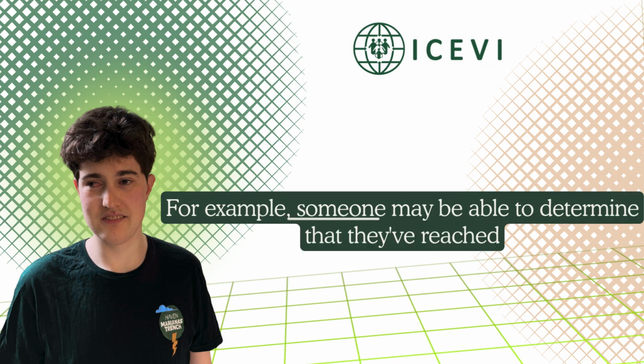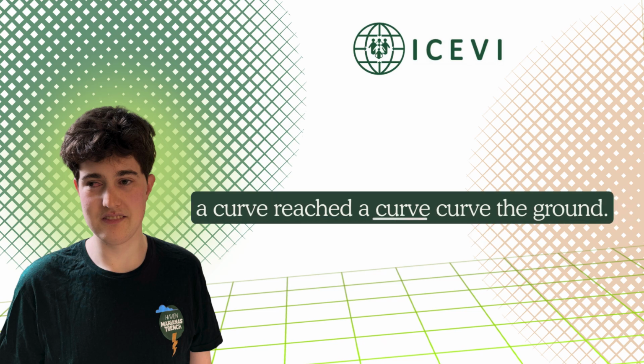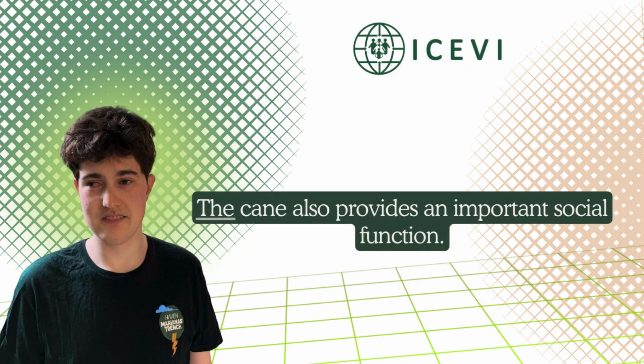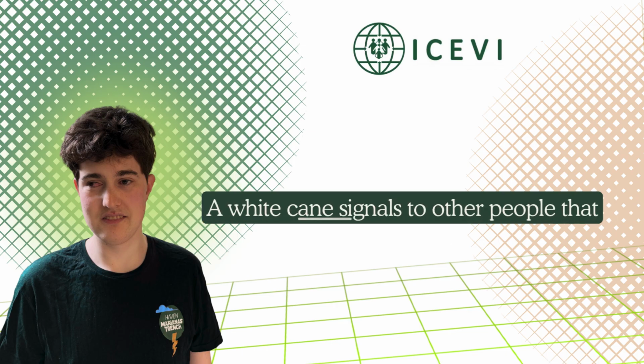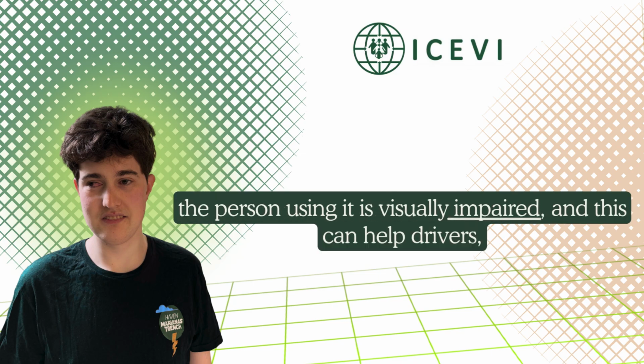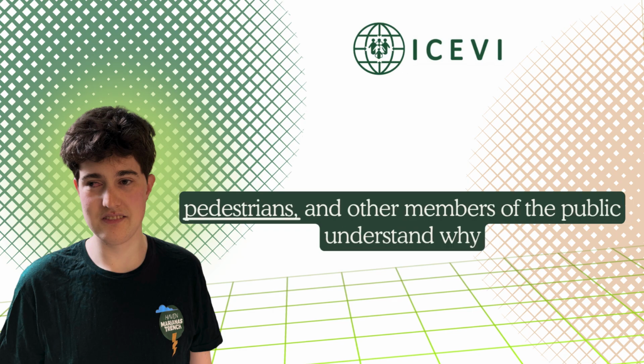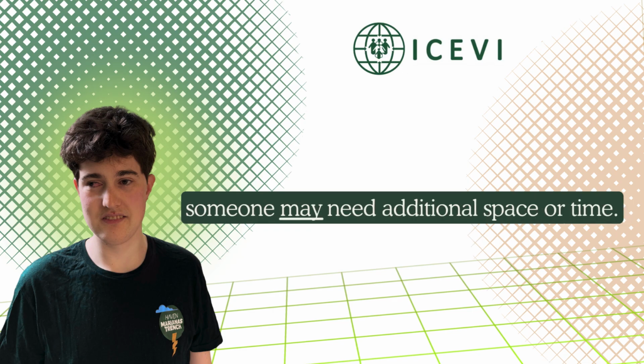For example, someone may be able to determine that they've reached a curb because the cane detects a change in elevation. The cane also provides an important social function. A white cane signals to other people that the person using it is visually impaired, and this can help drivers, pedestrians, and other members of the public understand why someone may need additional space or time.